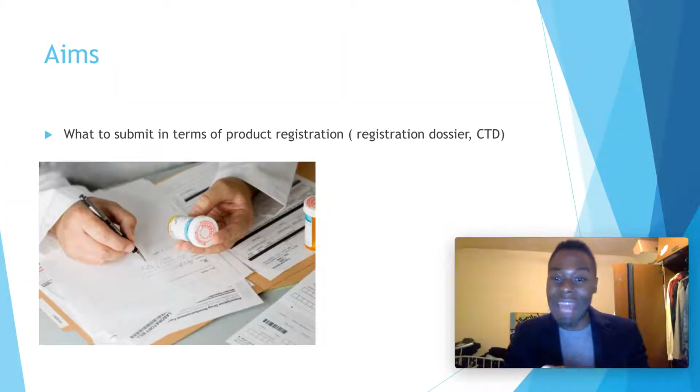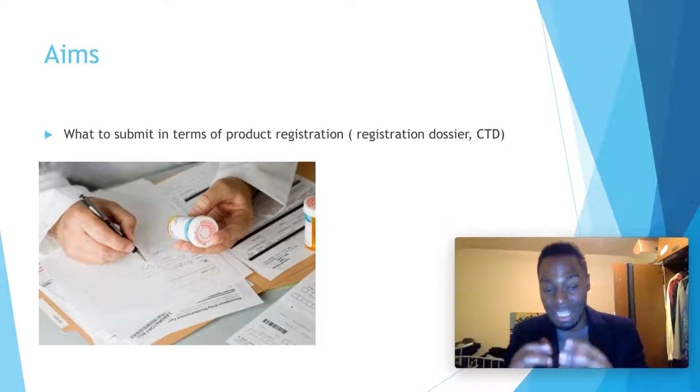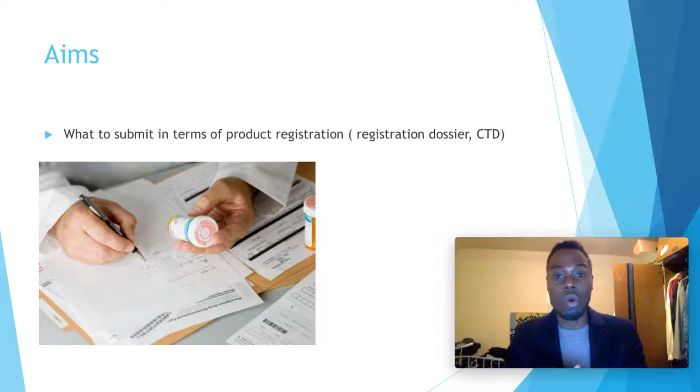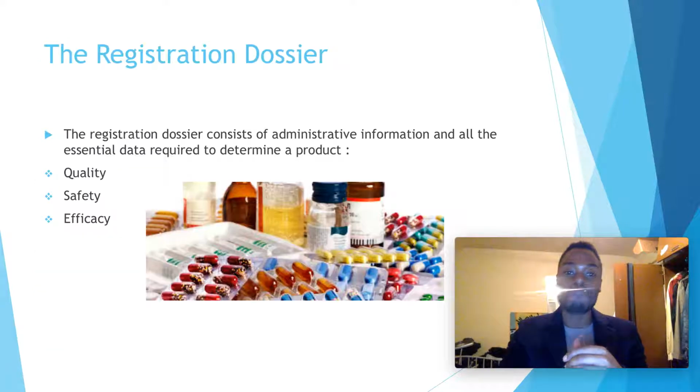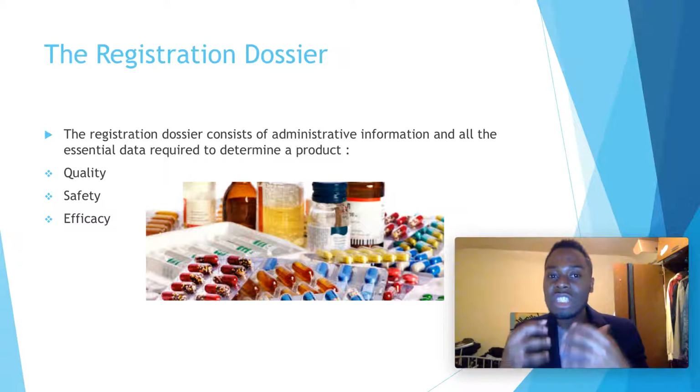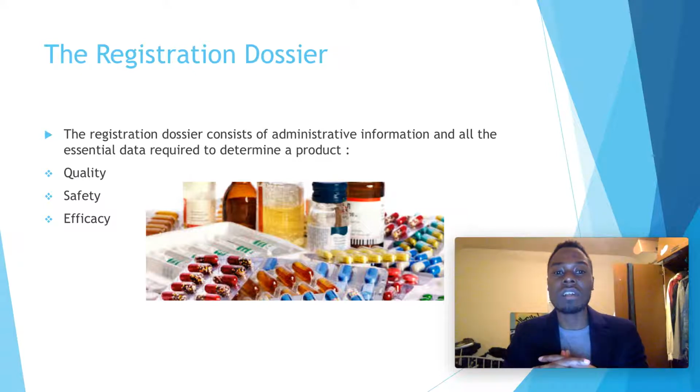So, as I said, the aim of this particular video, this particular lecture, whatever you want to call it, is to find out what to submit. Okay, get an understanding of what to submit in terms of product registration. So, for example, the registration dossier and CTD, which stands for Common Technical Document. Okay, and I'll get into that later on. Okay, so the registration dossier. Okay, so what is that?